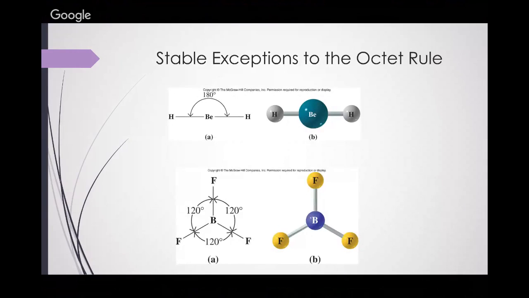So looking at things that have less than an octet first, beryllium hydride. Beryllium can only make 2 bonds. We look here, we see that this is a linear structure with a 180-degree bond angle. Boron trifluoride forms 3 bonds, right? Boron is left with only 6 electrons. And this shape is going to be trigonal planar with a 120-degree angle separating the fluorine atoms.